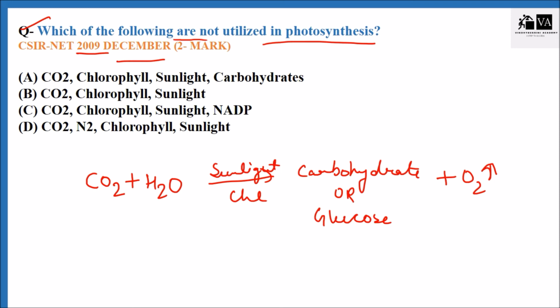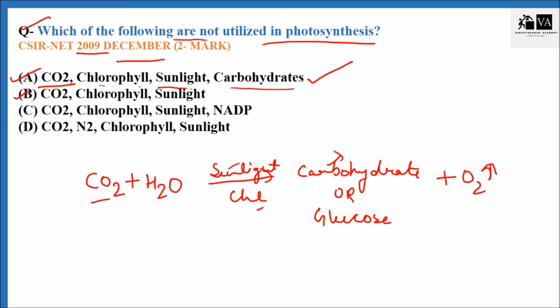So look at option A. CO2 is involved in photosynthesis, right? Chlorophyll is involved. Sunlight is involved, right? Carbohydrate is involved. So option A is not correct.